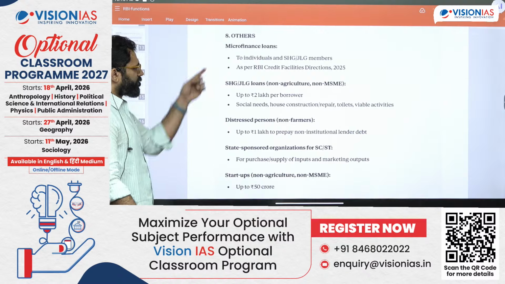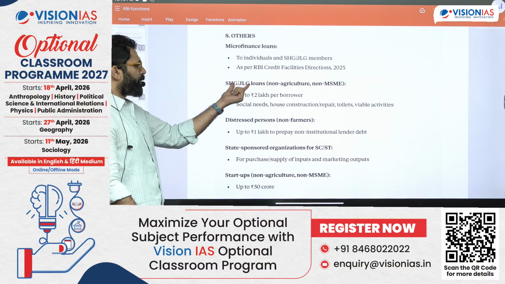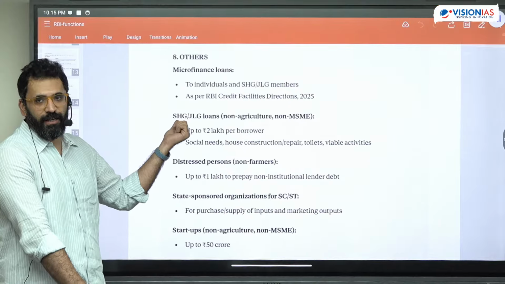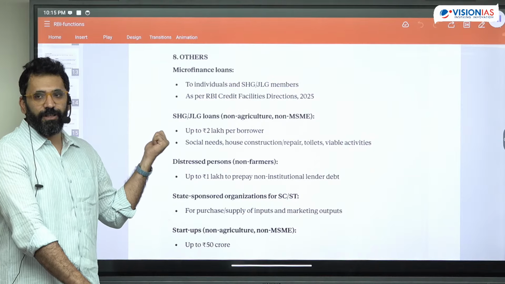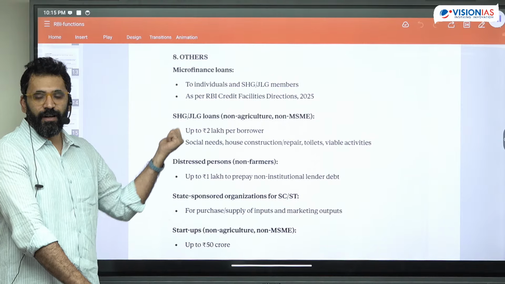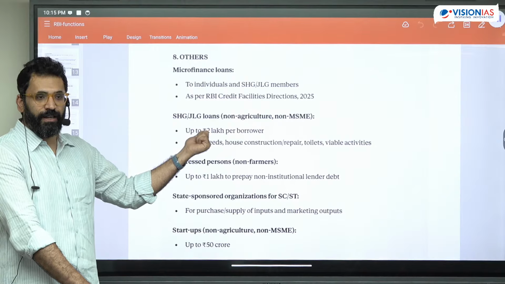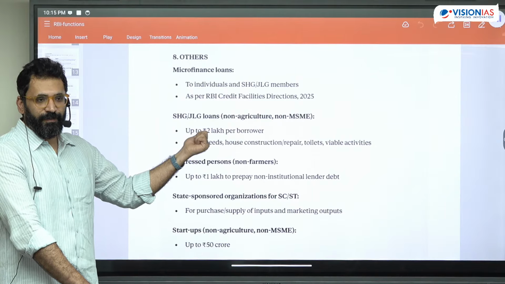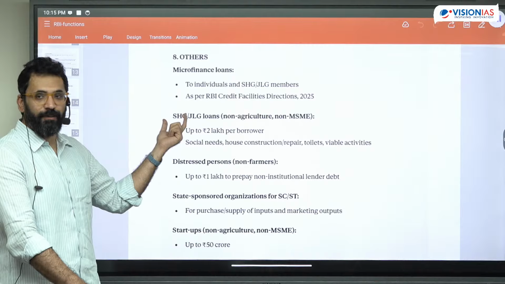Others, microfinance loans, this is what we're talking about. Self-help group and joint lending group. Last year they asked a question: who takes the responsibility of the loan in a self-help group, and who takes the responsibility of the loan in a joint lending group? What is the difference? What is a self-help group?